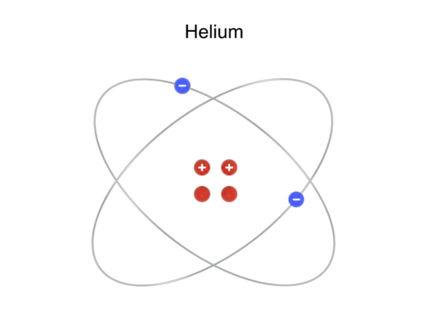Here we have a helium atom. Helium atoms consist of 2 protons, 2 neutrons, and 2 electrons. The nucleus at the center of the atom is made up of protons and neutrons.